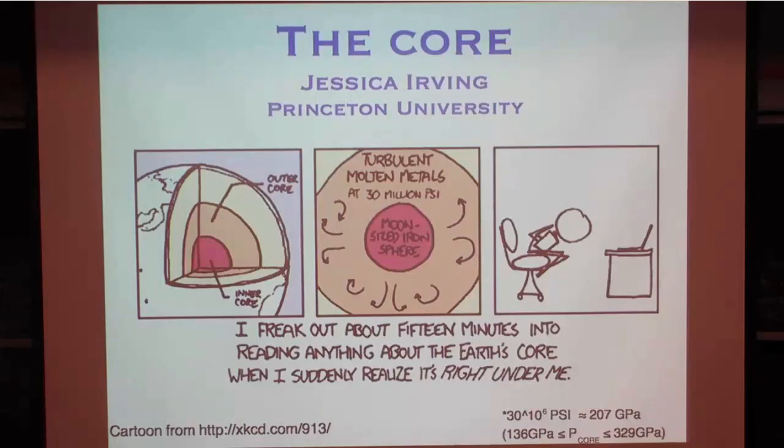There is some science on here. Moon-sized iron sphere, well, the inner core is a bit smaller than the moon. The inner core is about the size of Pluto, if you want to scale yourself. They tell us that it's at 3 million psi, so that's not really science then. But if you look at the conversion at the bottom, you'll see that the number we're given is about 207 GPa. So for the core itself, we're looking at a range of between about 140 GPa and 330 GPa.